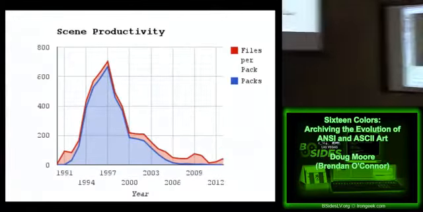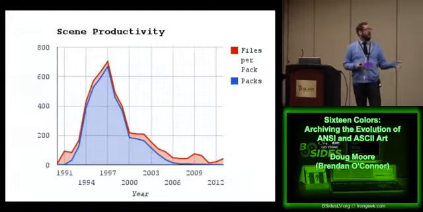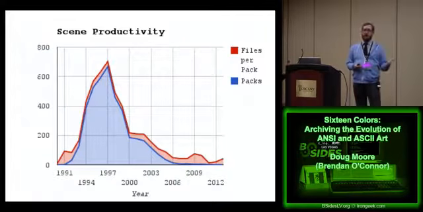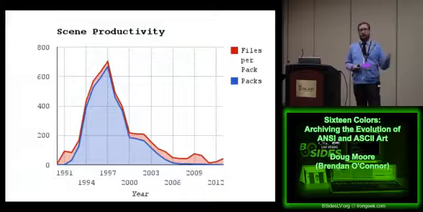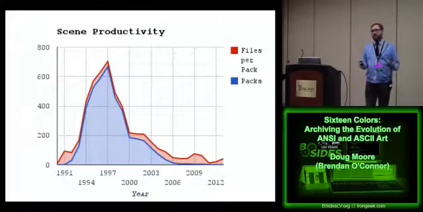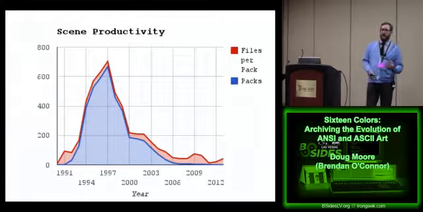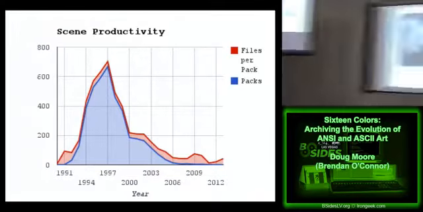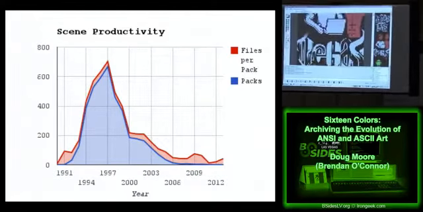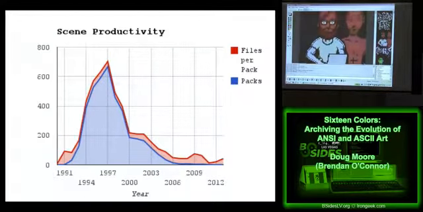So the ANSI scene is really a quick rise and fall. In 1990, we see the first pack releases. By 1997, we peak at about 700 packs in that year, and it quickly falls off. It's not surprising. The web's been released. People start to really get access to the internet and the web, and bulletin boards just aren't as relevant. DOS isn't as relevant because people are using Windows, Linux, Mac OS. So it doesn't have the level of relevance that it once did, so it just starts to kind of plummet.